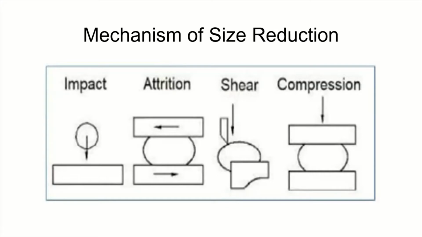For the continuation, mechanism of size reduction. So there are 4 types of size reduction. First, the impact, next attrition, next shear, and lastly the compression.